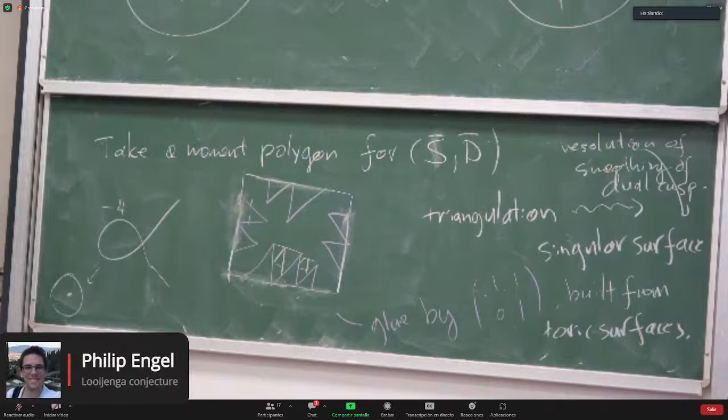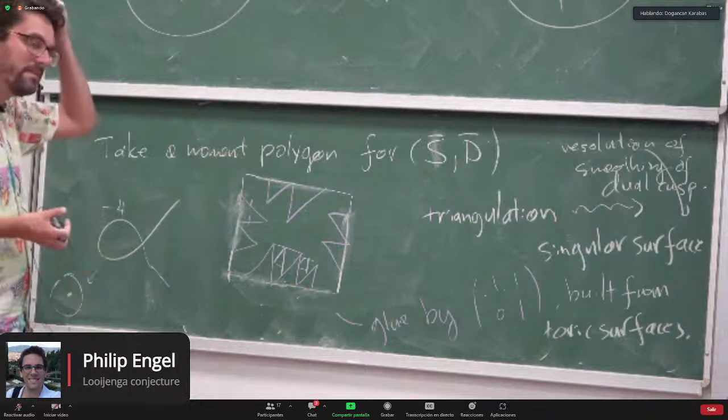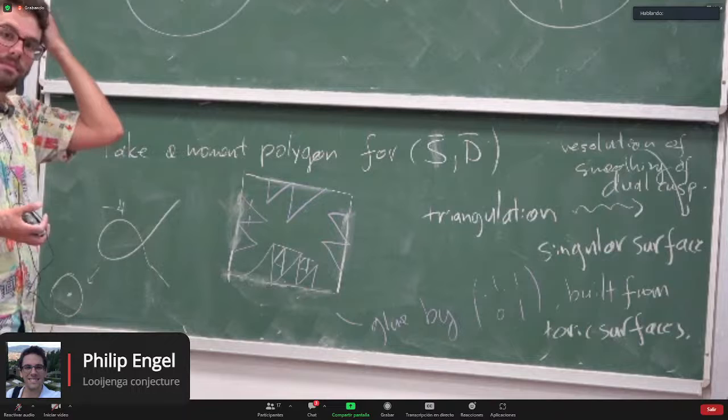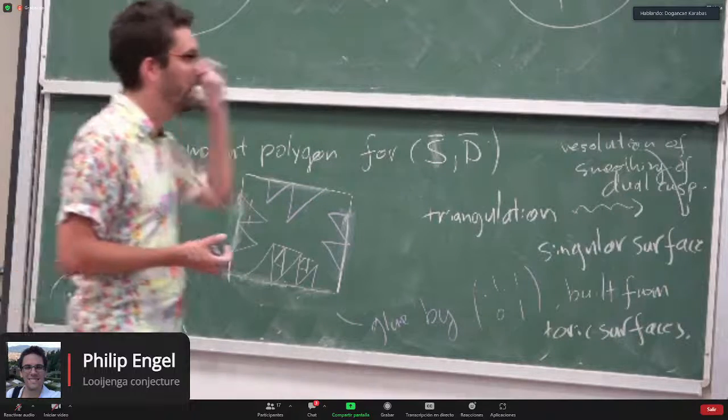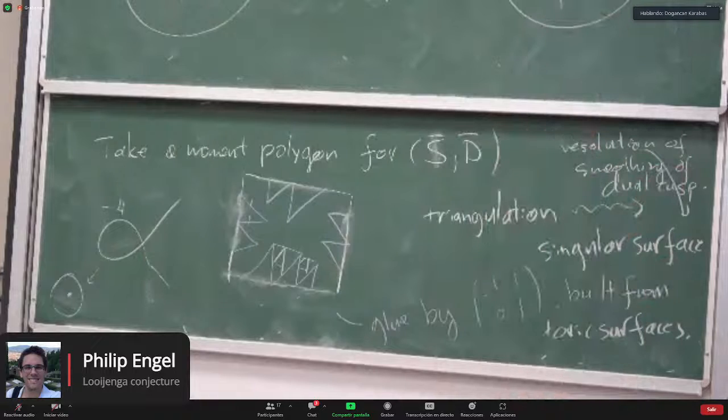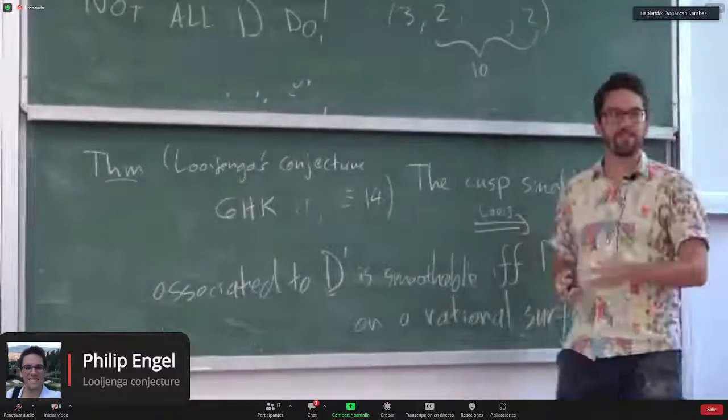What was the initial motivation for defining this? How did Looijenga come up with this definition of duality? He didn't actually come up with the definition of duality.